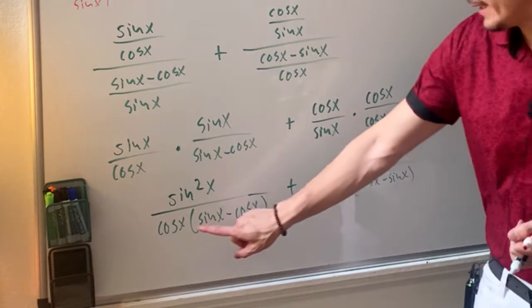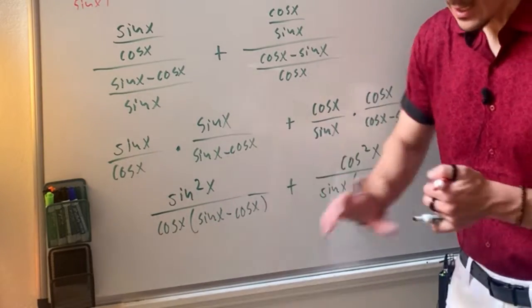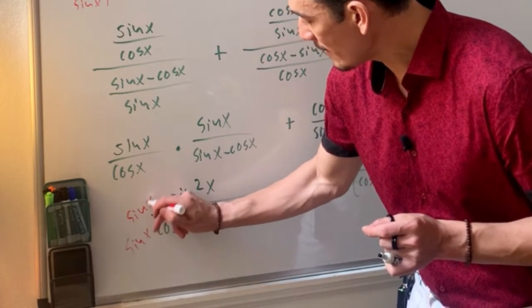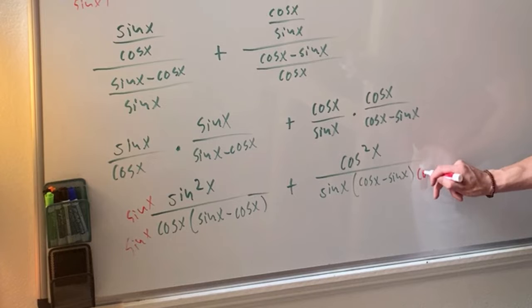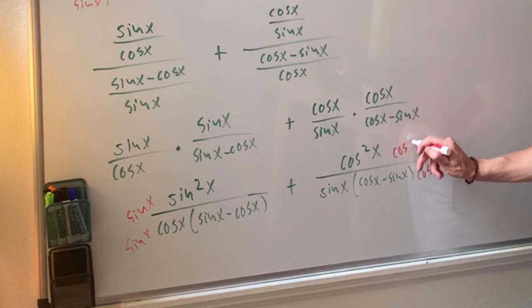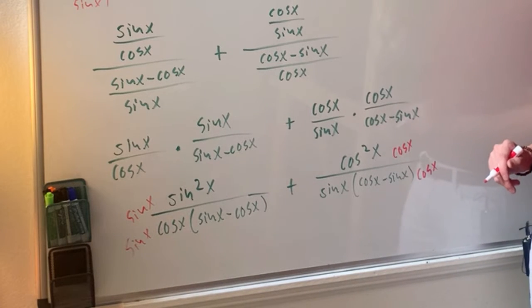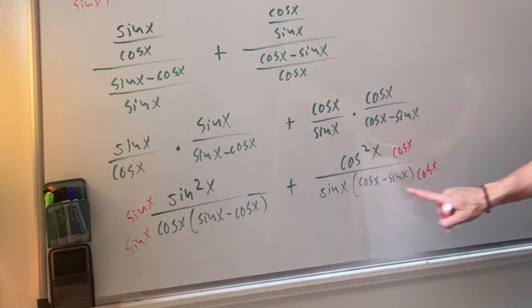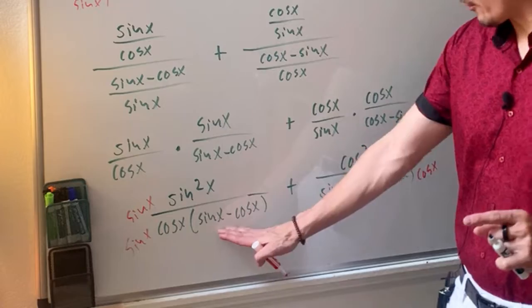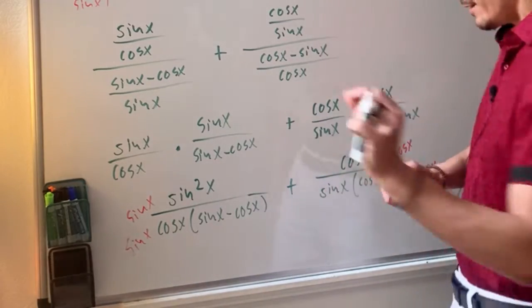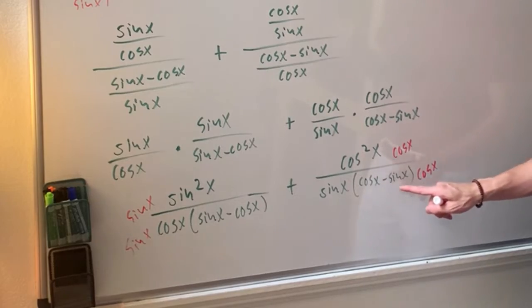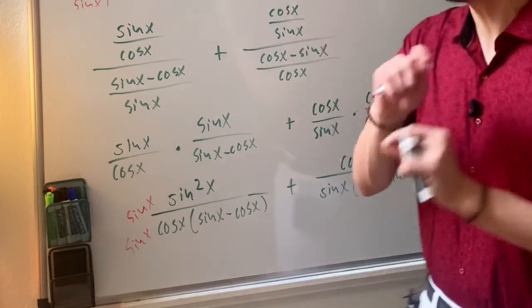Well, this is going to need, see, this is sine and this is cosine. So I think that this is going to need an additional sine, and I think this is going to need an additional cosine. But that's not enough, because look, this is going to be sine, cosine, sine, cosine. That's good. But the parentheses are not the same. This is sine minus cosine. This is cosine minus sine. That's not the same thing.